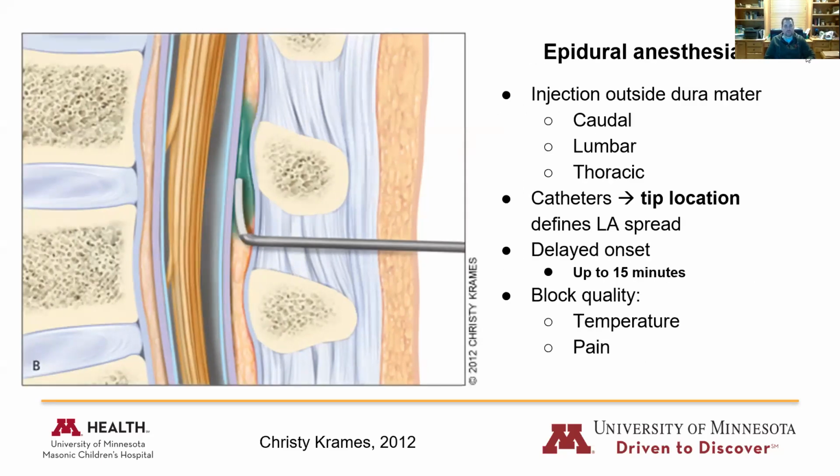What we mostly use is the epidural approach. The epidural space is basically right outside the dura mater. We can choose a caudal approach, lumbar approach, or a thoracic approach. In the long run, it doesn't really matter where you poke. It really matters where the tip of the catheter ends up, and that's where you will have most of your analgesia afterwards. Epidurals take a little bit longer to set up. It can take up to 15 minutes to really have an effect. The block quality includes temperature and pain, not so much the touch sensation.